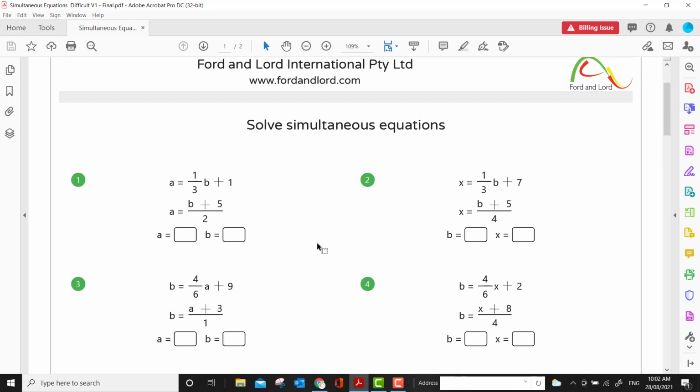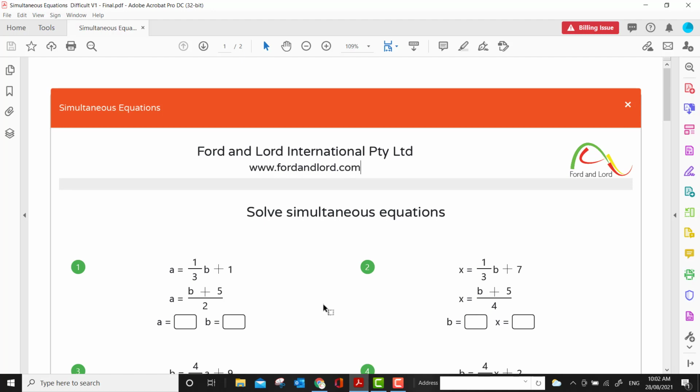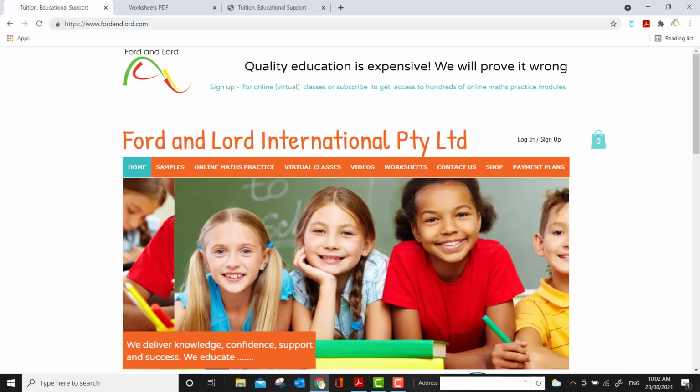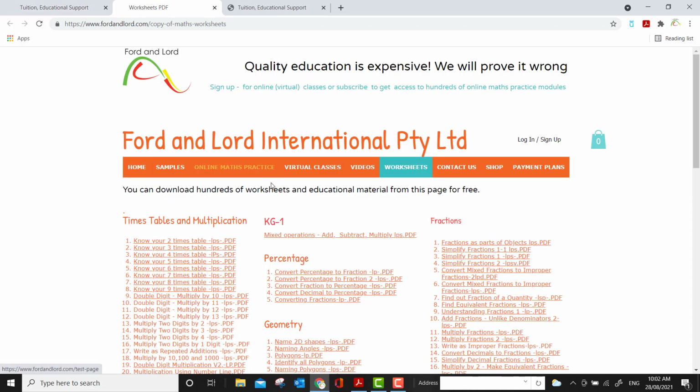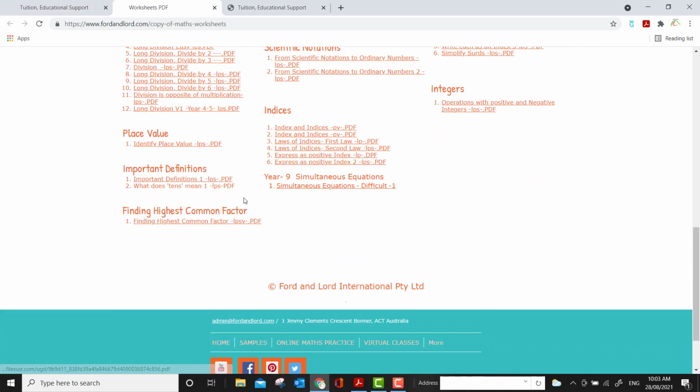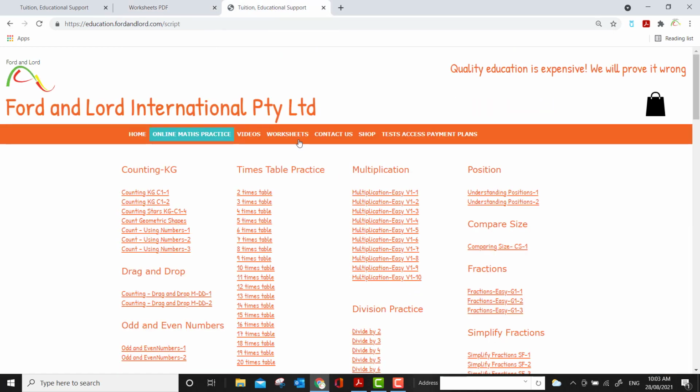And for those who are new, this worksheet has been downloaded from this website, which is just here. And there's a worksheet tab. If you click on that, you'll be taken to this page here. And you can click just here, simultaneous equations, and you should be able to download the same worksheet that I am using also on the same website.